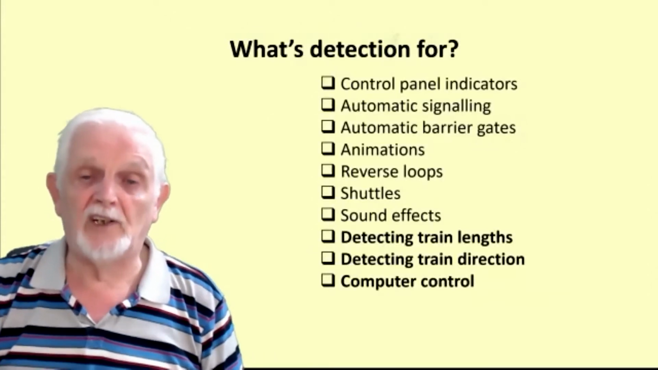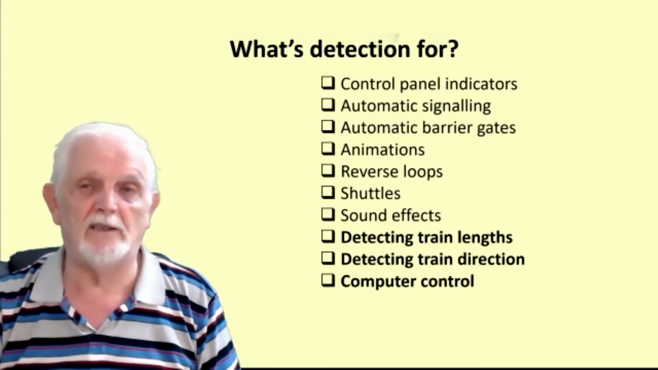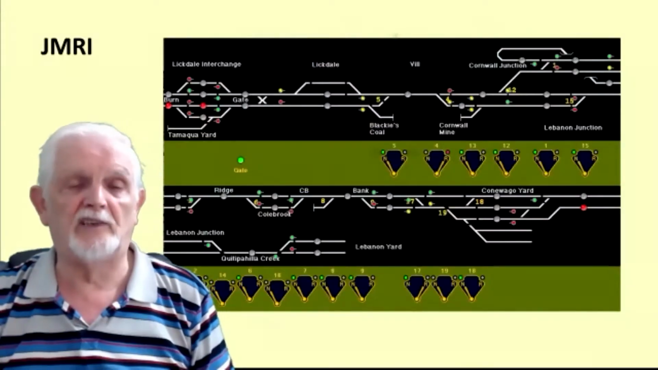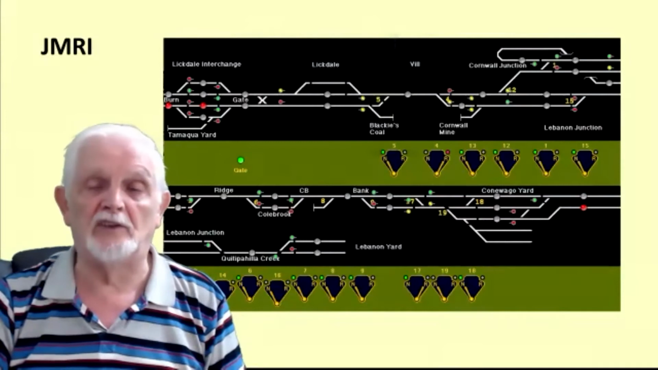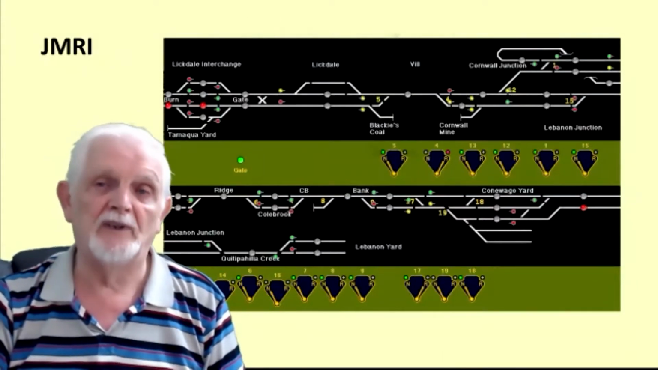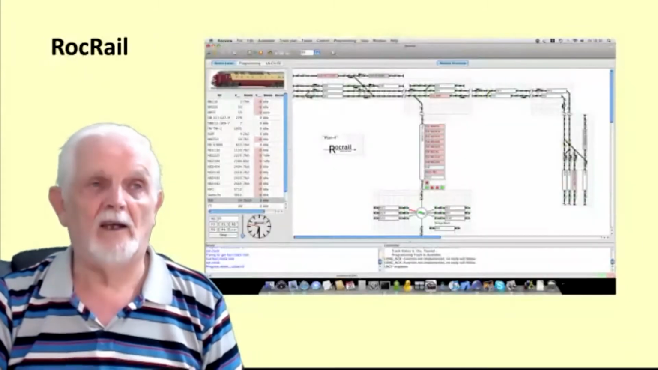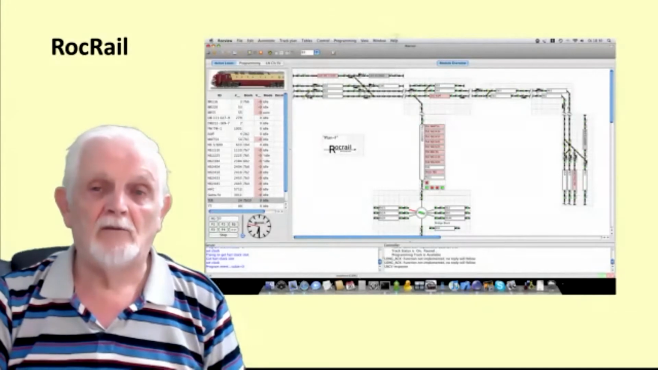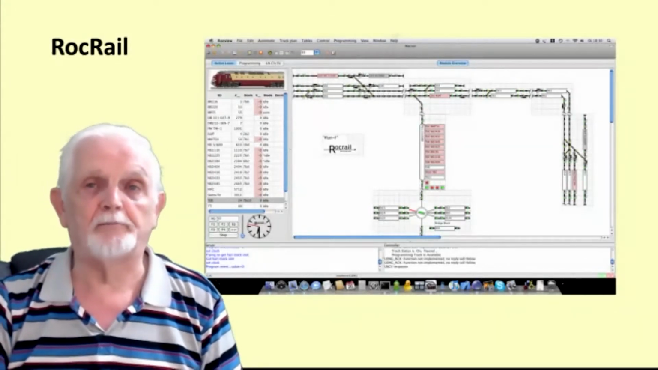And then if we get to the clever stuff with computers, we can detect train lengths, the direction they're going in, and have full computer control. So an example, the GMRI, integrating detectors to the software, which in turn controls points and signals and traction and so on. And Rail do something similar, which is for the folk who are prepared to put in the time to learn the software.